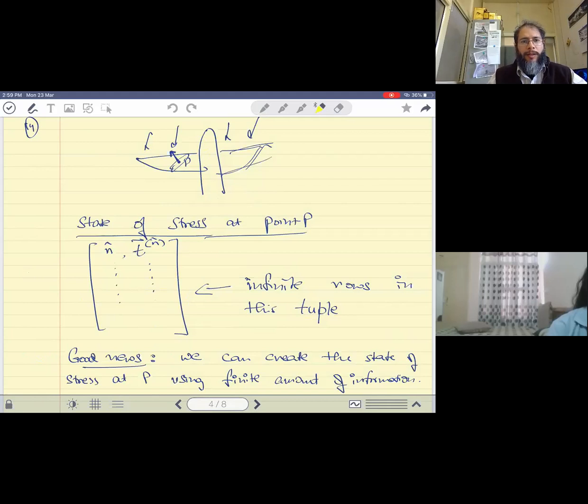Next, we stated that we need something called the state of stress at the given point P. That is a list or the tuple of all the normals that can be drawn at point P and the corresponding stress vectors. This information can then be used by engineers to design structures. But this is infinite amount of information because this vector has infinite amount of rows, because you have infinite directions that can be drawn at a given point P. But then the good news was that we can create this state of stress using finite amount of information.